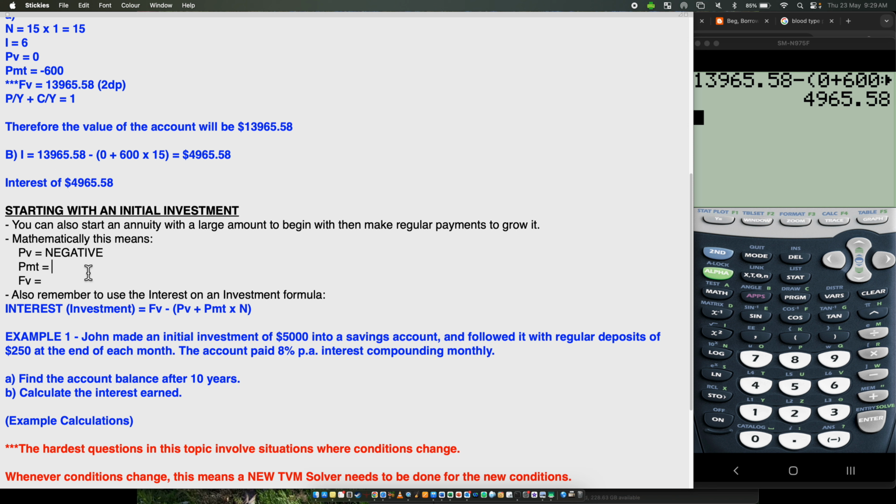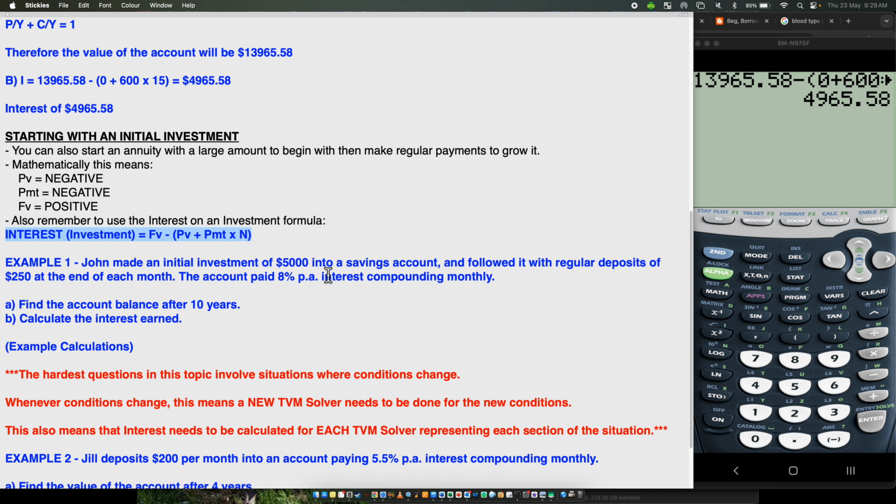If you're regularly putting money in the bank as well, what sign is PMT going to be? Negative again. And because at the end of it, the bank is going to give you all that money, compound interest and all your payments, what's FV going to be? Positive. Also, please remember to use that interest formula for investments.